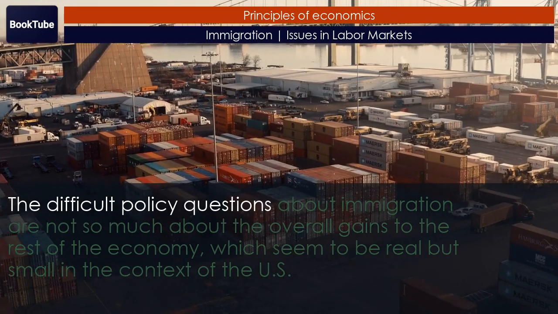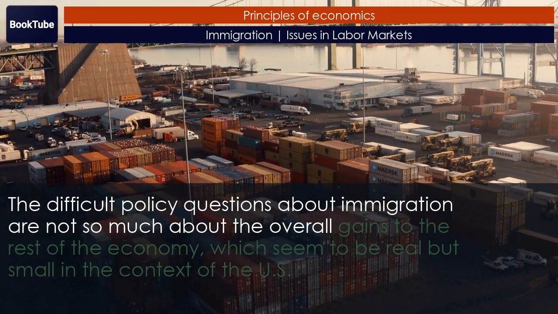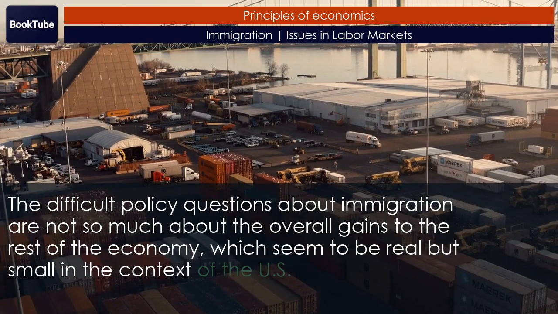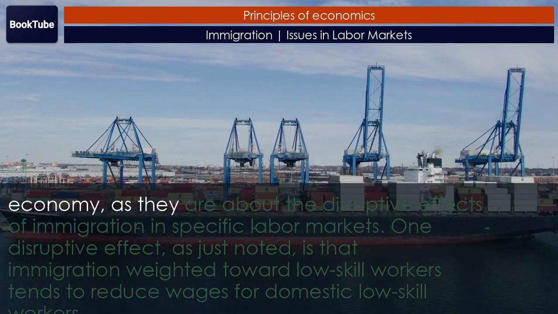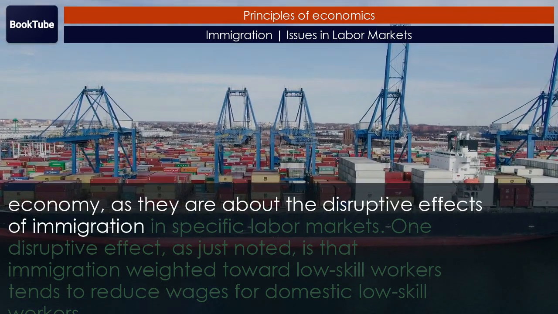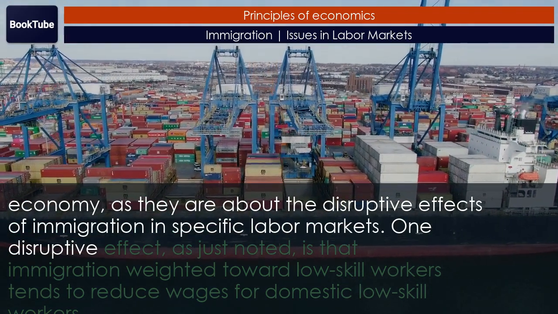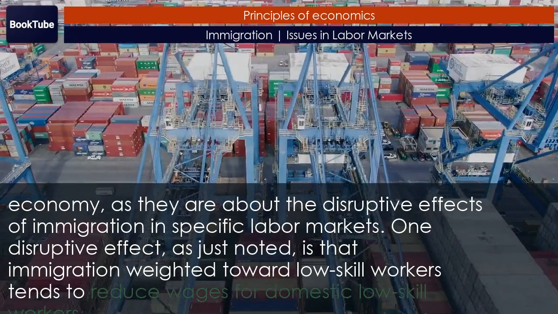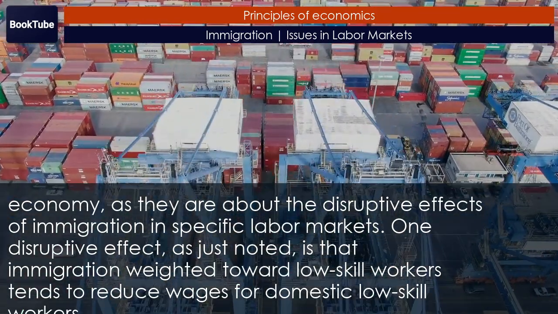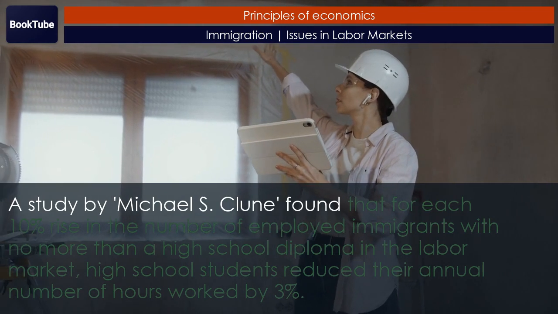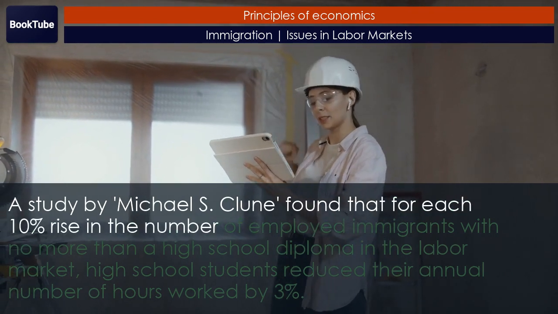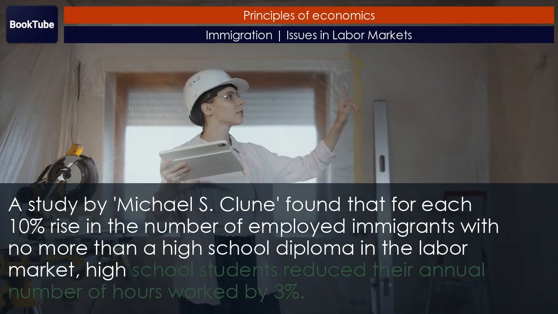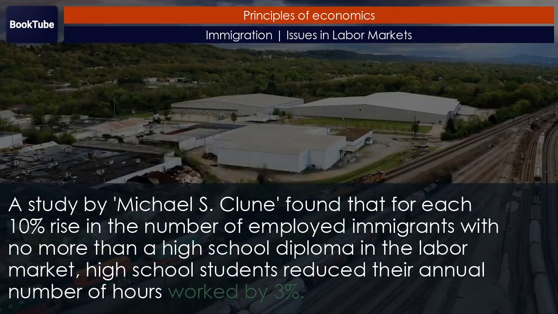The difficult policy questions about immigration are not so much about the overall gains to the rest of the economy, which seem to be real but small in the context of the U.S. economy, as they are about the disruptive effects of immigration in specific labor markets. One disruptive effect, as just noted, is that immigration weighted toward low-skill workers tends to reduce wages for domestic low-skill workers. A study by Michael S. Clune found that for each 10% rise in the number of employed immigrants with no more than a high school diploma in the labor market, high school students reduced their annual number of hours worked by 3%.